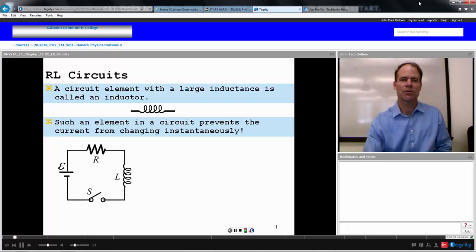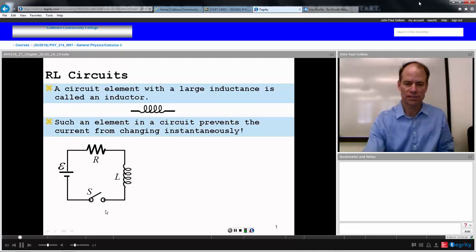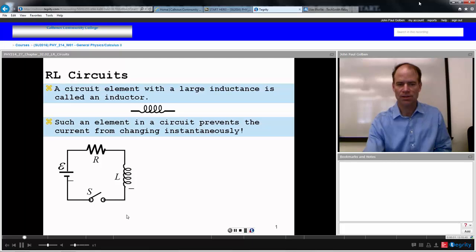And such an element would provide a back EMF in such a way that the current in that circuit would not be able to change instantaneously. It's going to make all the current changes more gradual and put less stress on the circuit itself. So imagine we have a series combination of a battery, a resistor, and an inductor with a switch.